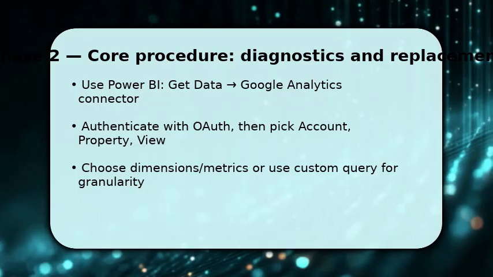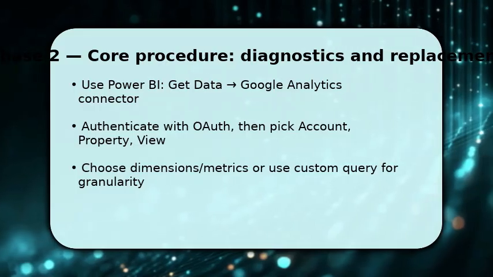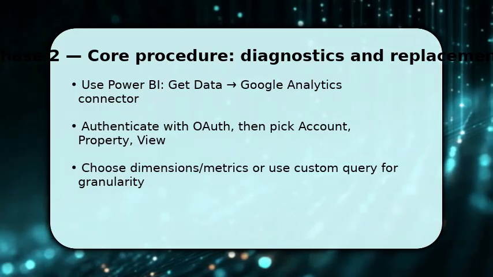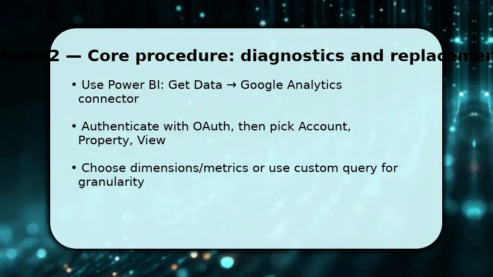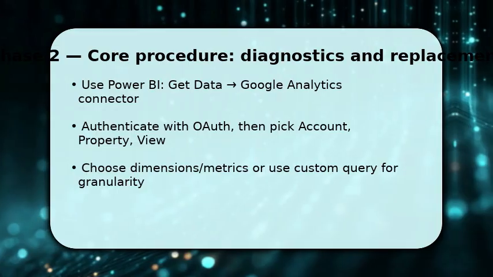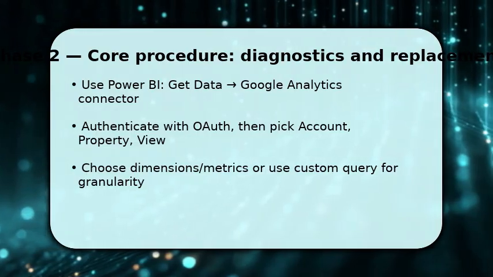In Power BI, choose Get Data and pick the Google Analytics connector, then authenticate using the OAuth credentials you prepared. After authentication, you'll see Account, Property, and View. Select the view that contains the data you need.